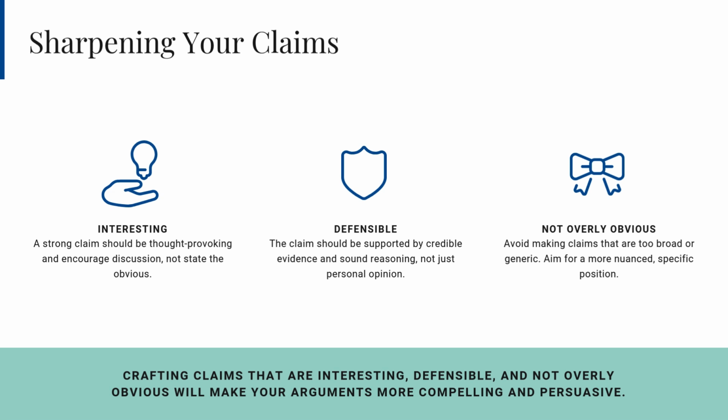Not all claims are created equal. To be effective, your claim needs to be interesting, defensible, and specific. A strong claim should provoke thought and discussion, not state something obvious. For example, instead of claiming that exercise is important, a more compelling claim might be "requiring PE in schools can harm students' mental health." Additionally, your claim must be defensible, meaning it can be supported by credible evidence and sound reasoning. Avoid claims that are too broad or overly obvious, and aim for a nuanced position that challenges your audience to think critically.